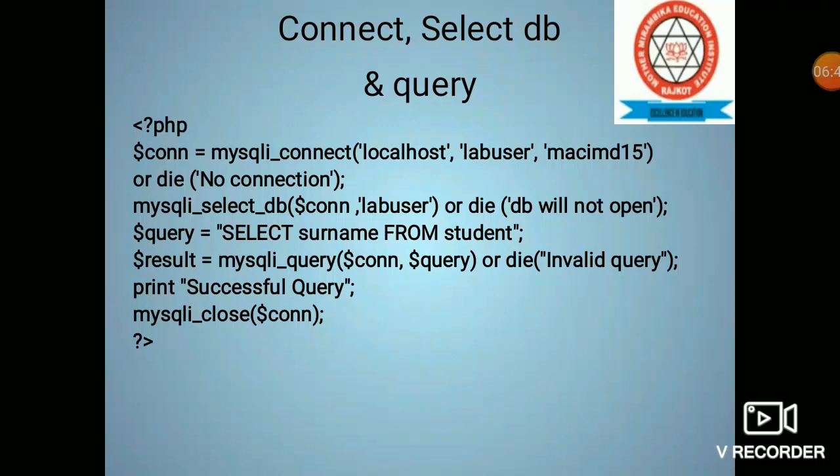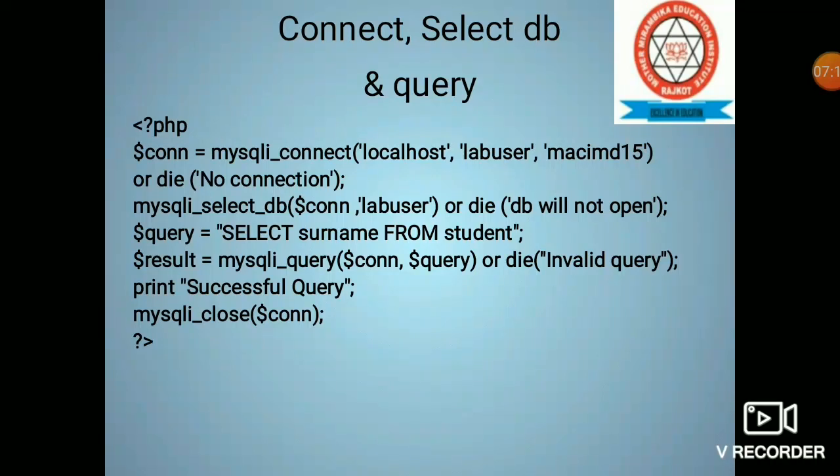Next step is selecting the database. So we are using mysqli_select_db. Here we are using the $con variable as the connection variable, and the database is LabUser. Next step is we are storing the entire select query in the $query variable. The query is select surname from student. Next step is to execute the select query that is stored in the $query variable. So we are using the mysqli_query function with the $con variable and the $query variable, which holds the entire query.